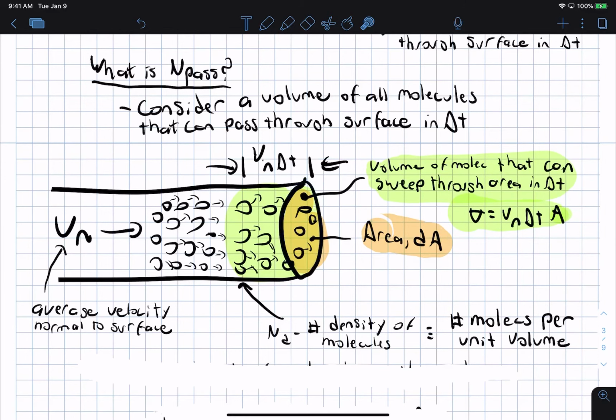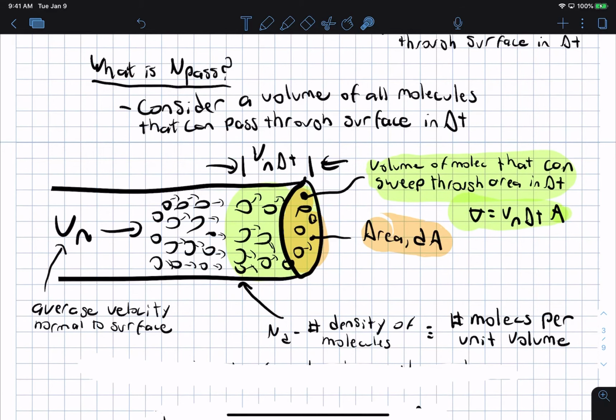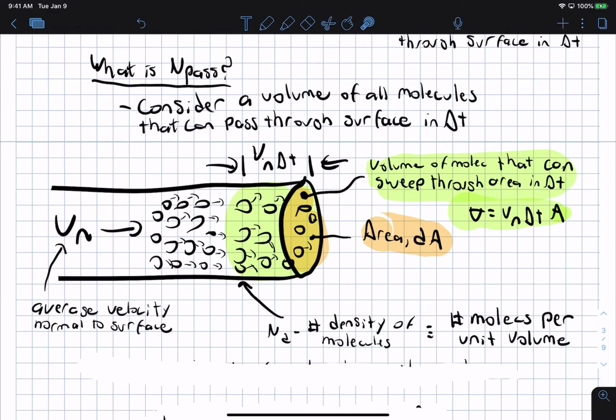So we want to find the number of molecules that have basically passed through this surface. So first of all, let's just consider how far a molecule can travel on average in this x direction in time delta t. Well, on average, the distance a molecule can travel in time delta t would be the average normal component of the velocity times delta t. Okay, and so that is given by this length here. So basically any molecule that is between here and here will pass through this surface in time delta t. Okay?